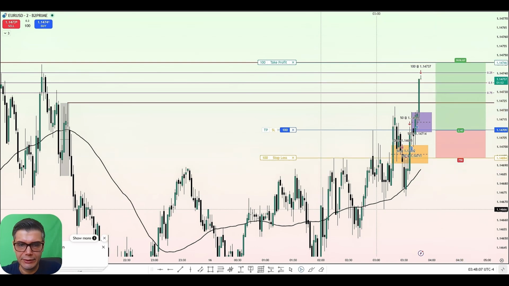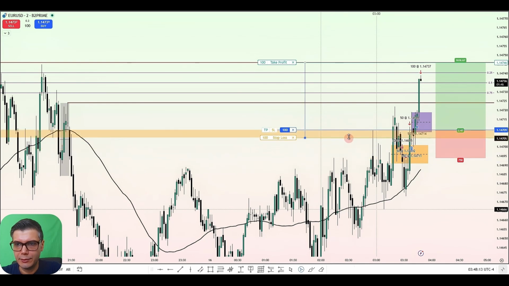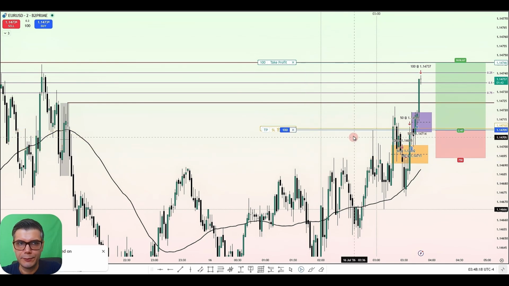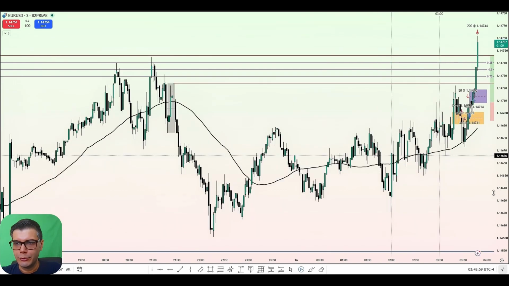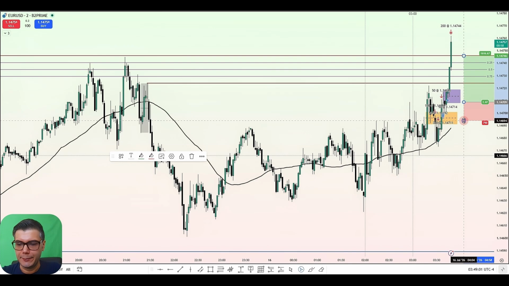The first target is hit. Beautiful delivery. Now I can move this stop to break even, waiting for the price to take the other high. Very nice. A big jump up, and it's done. Let's go through this trade one more time to explain what happened.